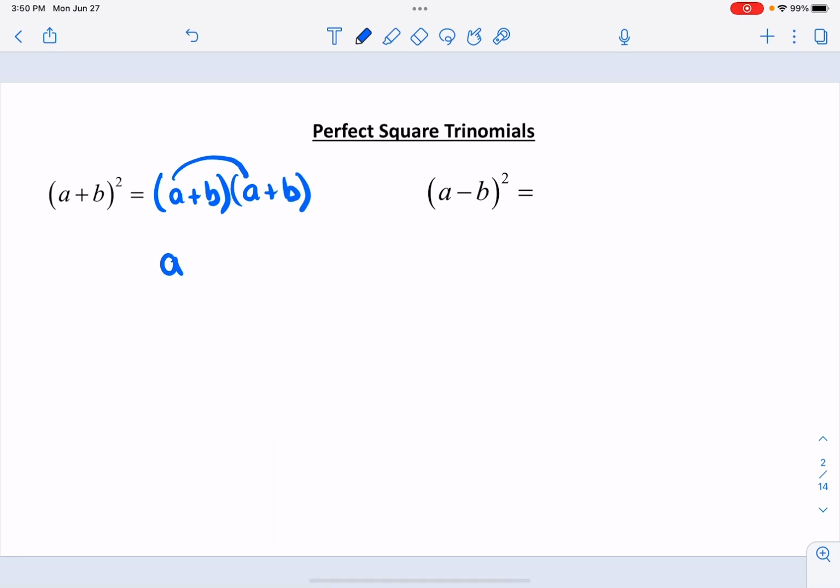First term, a squared. Outer term, inner term, and then my last term. So now notice here we have two ab terms.